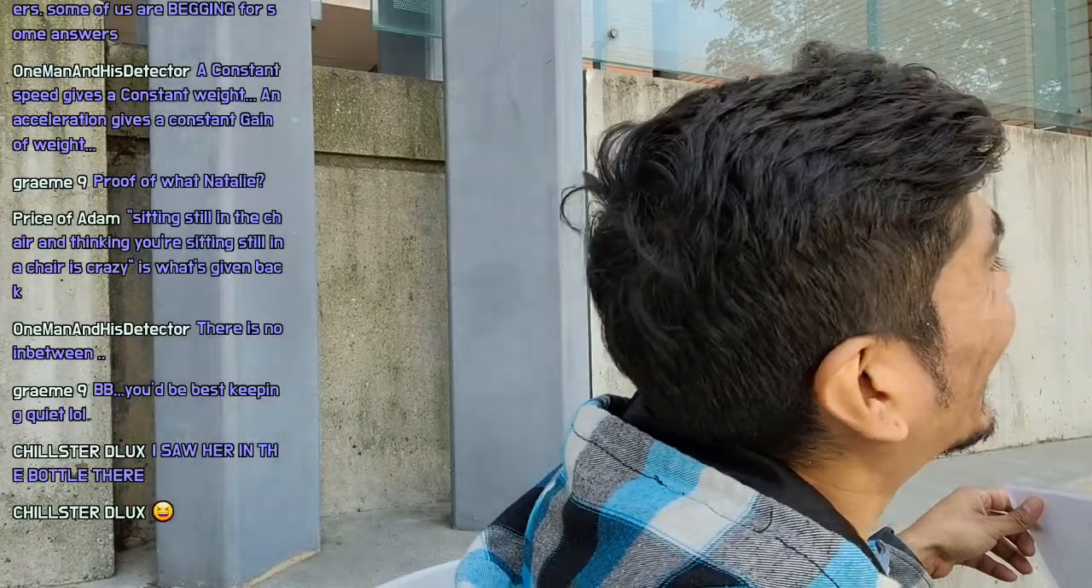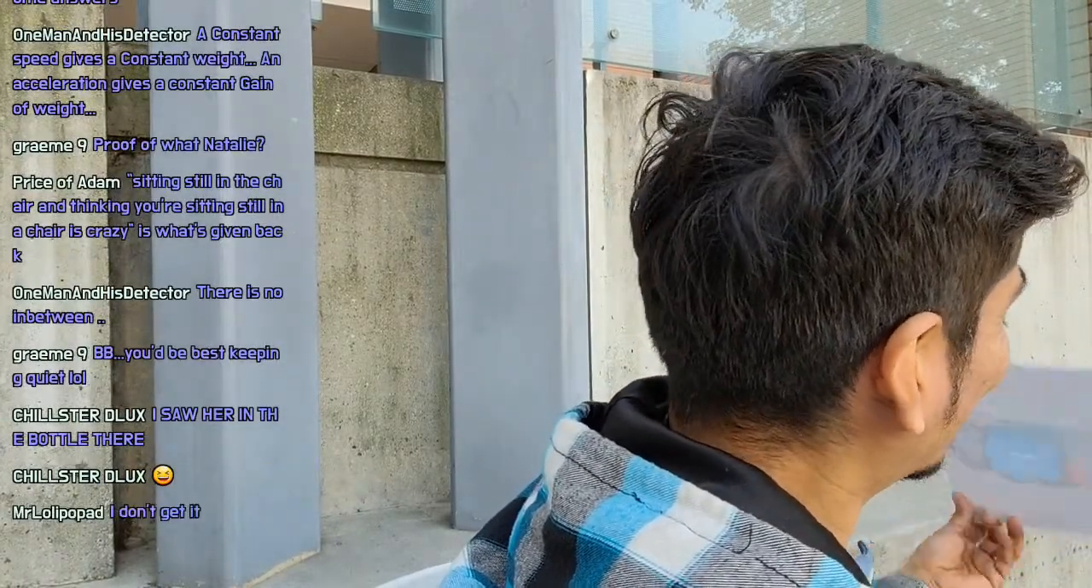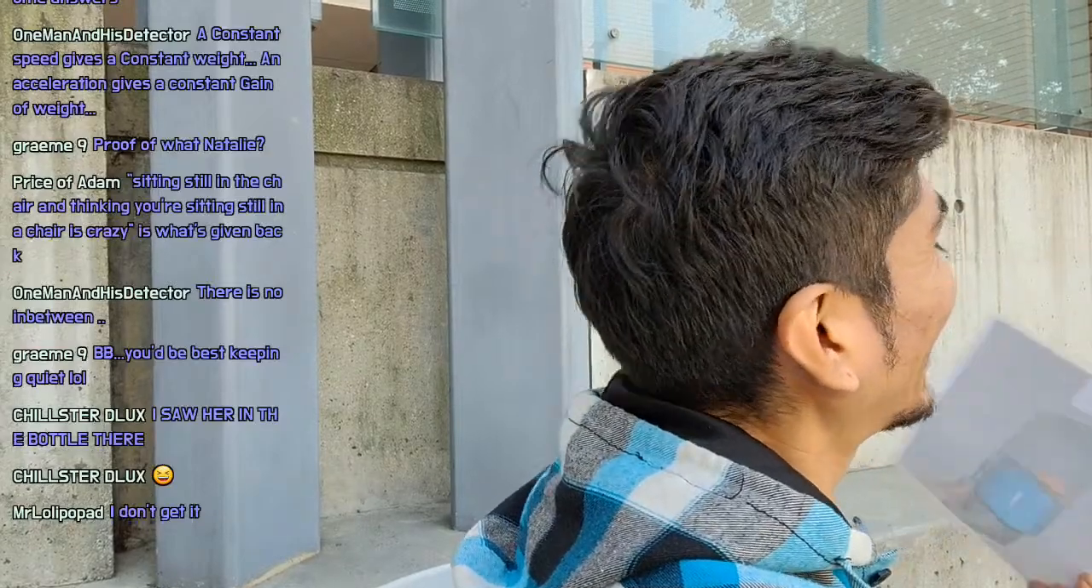Oh, that one. Yeah, here you go. It's inverted, the water, exactly. So I actually took it like that. Yeah, you got it.